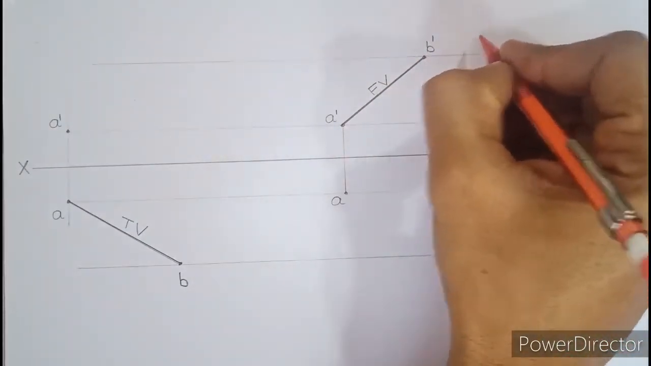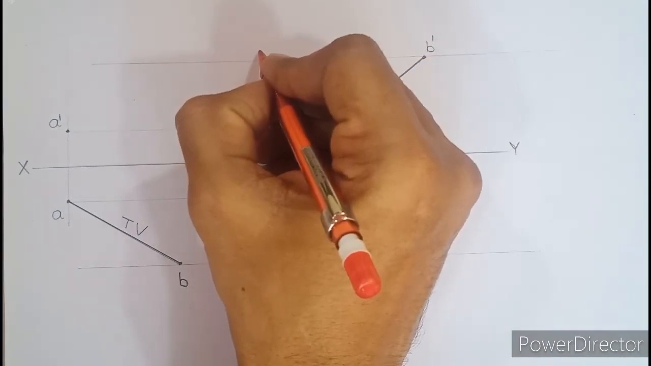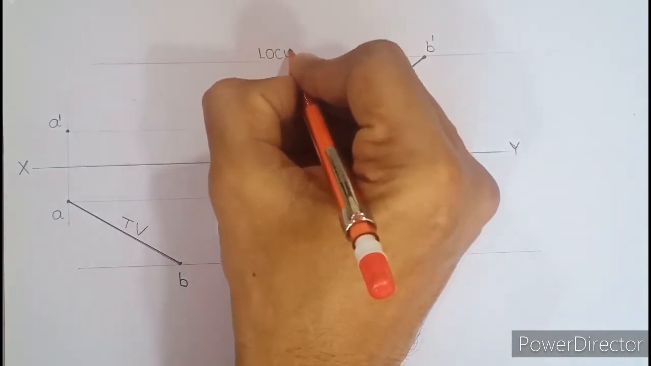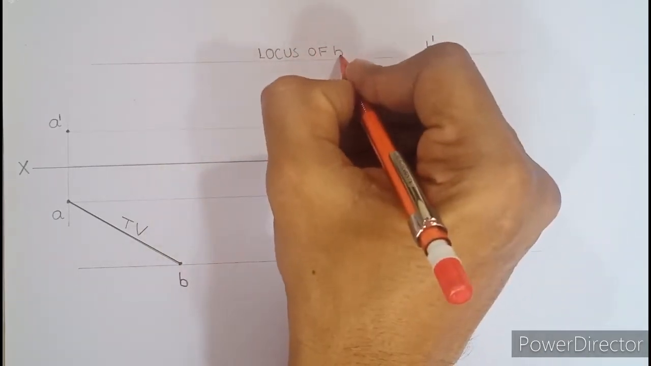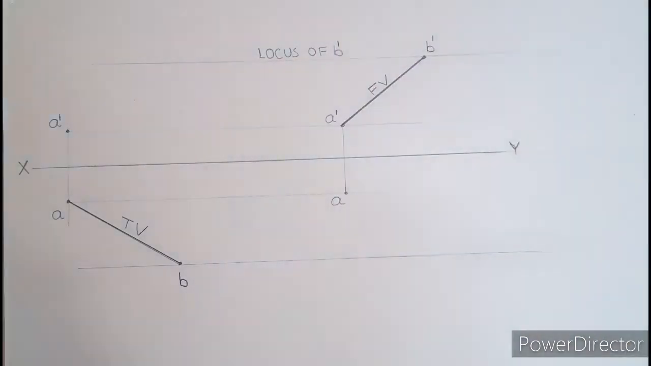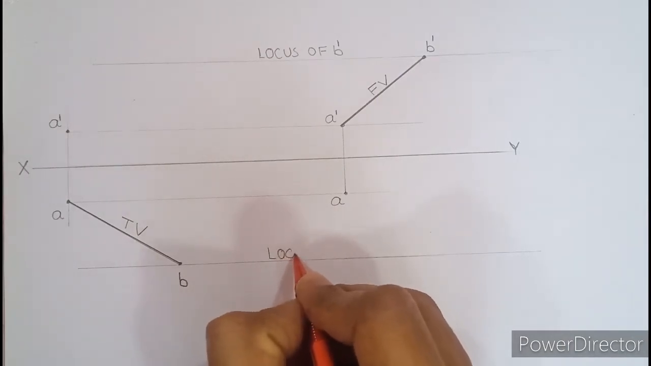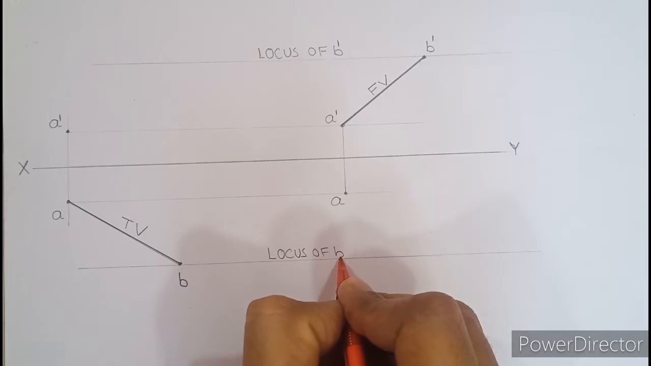So let me write here, let us write here locus. See, locus should be capital, equal font size and B dash should be smaller. This is locus of B dash. And here I will write down this is locus of B. So at any given point of time, if I ask you to draw both the tools, you should know how to draw.